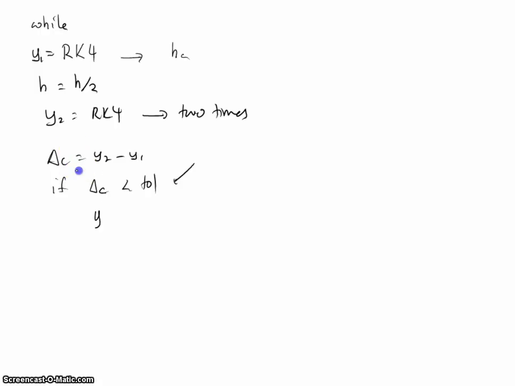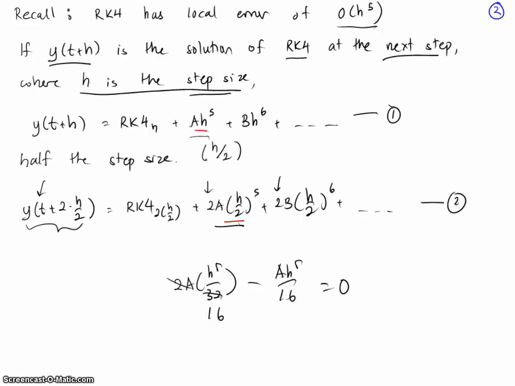So you can set your Y current, which is the solution at the current time step, to be your Y2. But since you already have Y1 and Y2, rather than just taking the solution of Y2 as your solution, you can further improve the accuracy by using Richardson's extrapolation. So what I mean by that is, you already have Y1 and Y2.